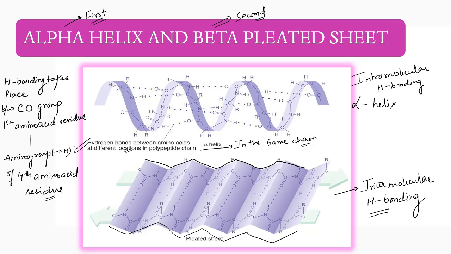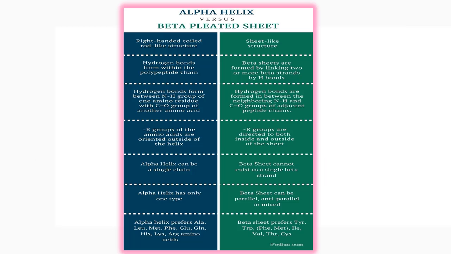Actually, all the main chain CO and NH groups are hydrogen bonded. Alpha helical coiled secondary structure is found in several proteins like keratin, myosin, tropomyosin. Fibroin is having beta pleated sheet. Fibrin, blood clot, is having alpha structure. So fibrin is having alpha structure, and fibroin, which is silk protein, is having beta secondary structure.